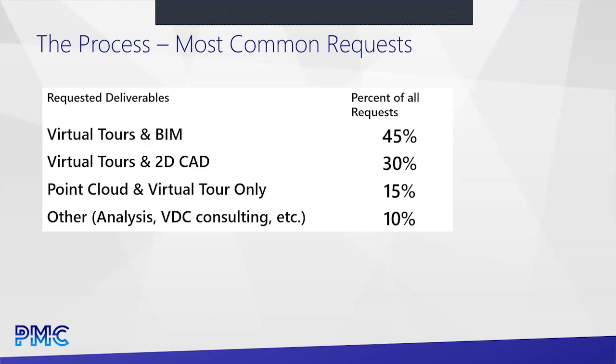Rare is going to be just point cloud and virtual tour delivered, where someone else is doing the modeling, and then other, which would be the other things I alluded to, right? Analysis, maybe floor flatness reviews, things like that, or VDC consulting, so stuff like collision checking, progress monitoring, plumbness of walls, all those types of things, kind of the analysis side of the business.